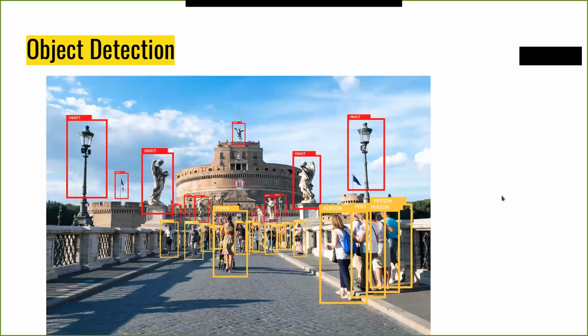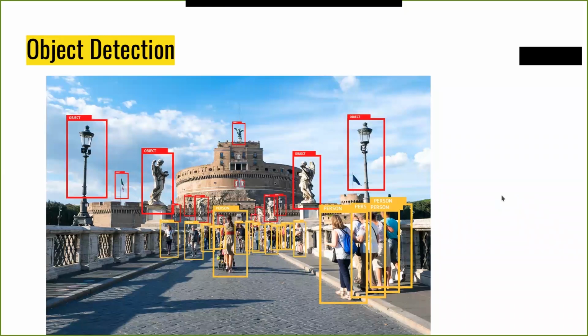Another important task is object detection. Object detection is based on an image, and determines what each entity belongs to. There may be a set of objects, there may be people, there may be cars.